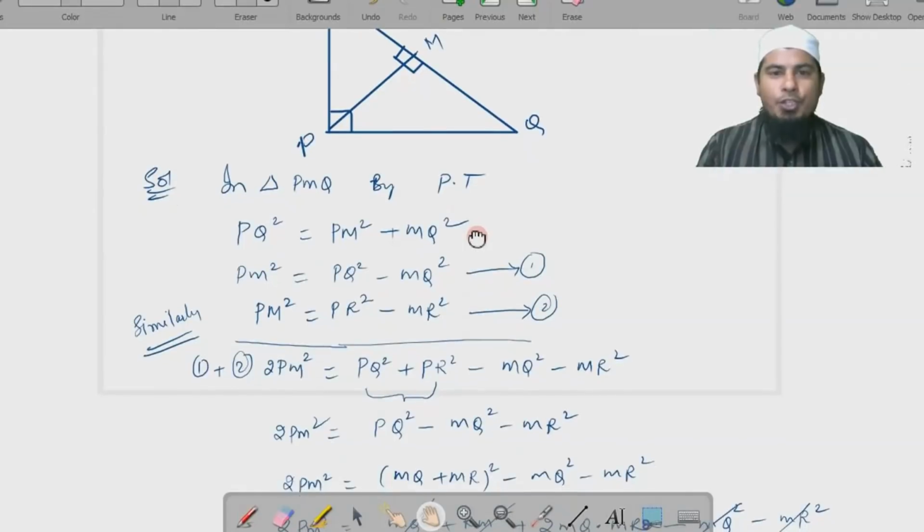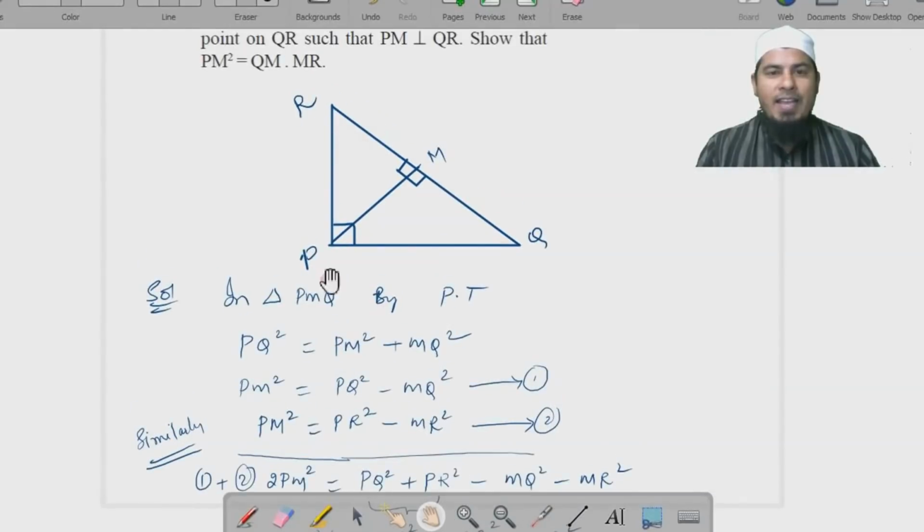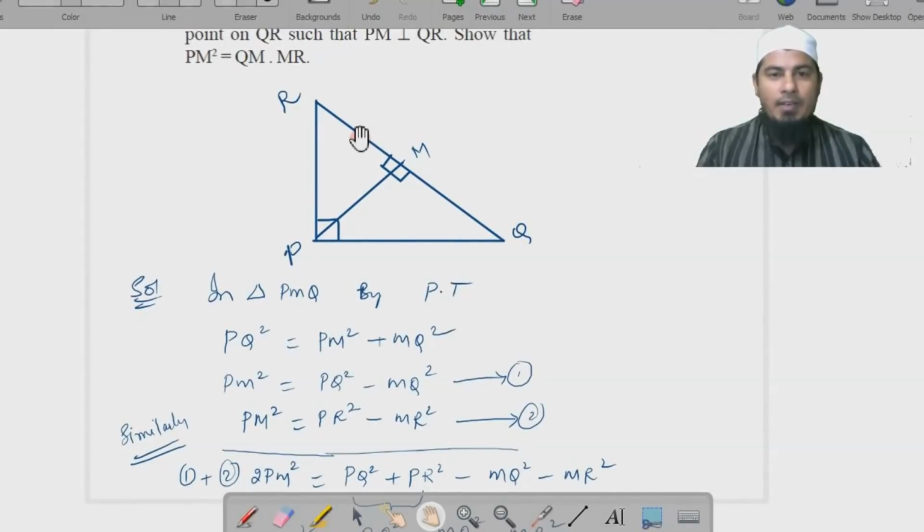So what we need to do here, add them. After adding, you can clearly observe PQ square plus PR square minus MQ square minus MR square. PQ square plus PR square in the diagram is again by Pythagoras theorem going to become QR square. QR, when I am writing, I can resolve into two parts, QM plus MR. That's all.